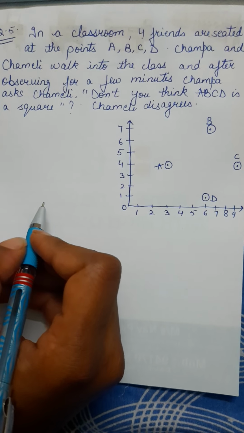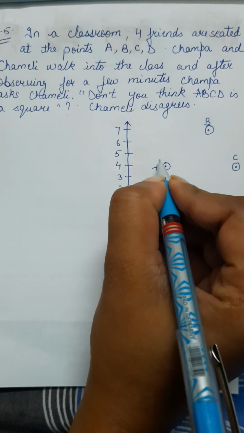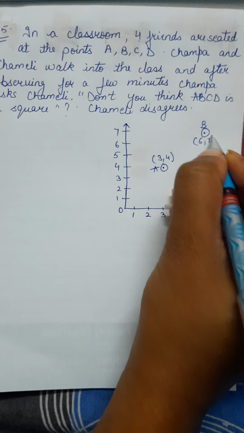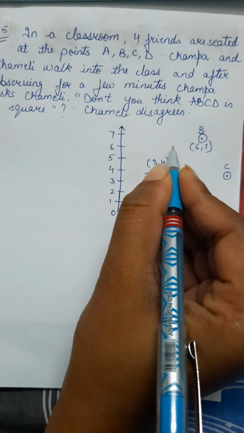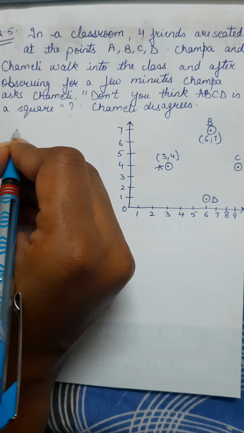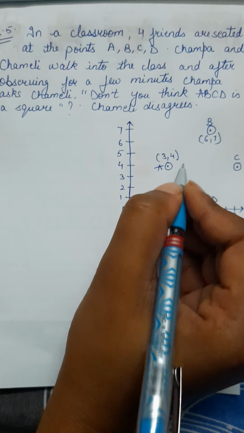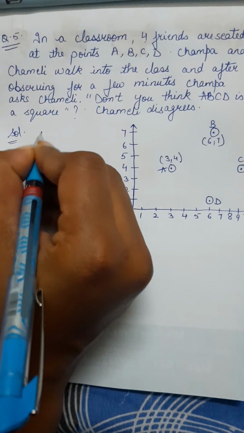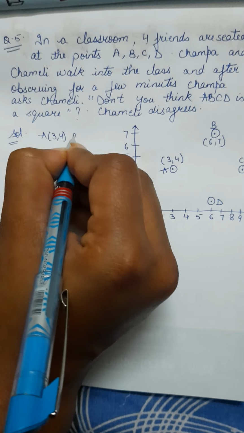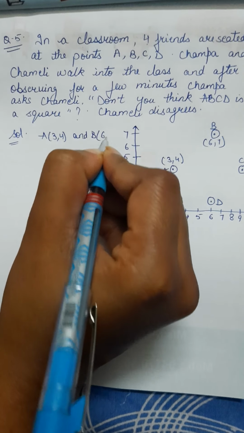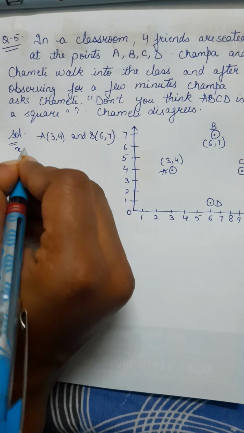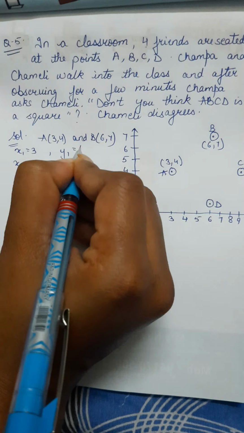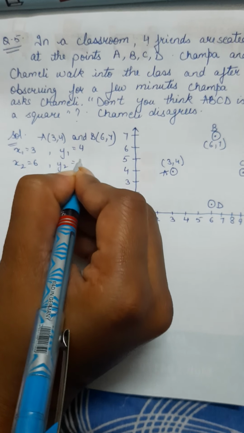4 points. The coordinates of A is 3, 4 and coordinates of B is 6, 7. To find out the distance of AB, we have to find out the coordinates of AB. तो हमने A और B के coordinates निकाल लिए. The coordinates of A is 3, 4 and coordinates of B is 6, 7. In this, x1 is 3 and x2 is 6 and y1 is 4 and y2 is 7.